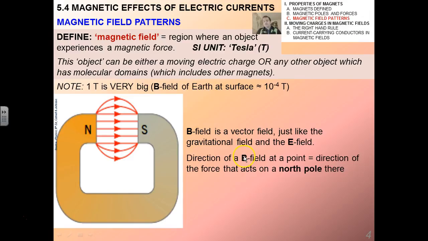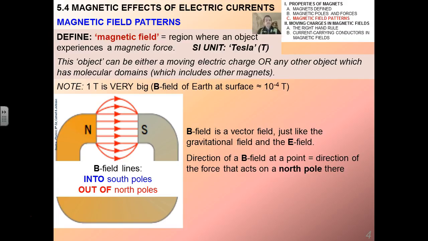Now, the magnetic field is a vector field, just like gravity and the electric field, okay? And the direction of the magnetic field at a point, by definition, is the direction of the force that acts on a north pole there. Remember how we define the electric field in terms of going into negative charge and out of positive charge? And we defined it that way because we said it was the direction of the electric force that would act on a small positive test charge. Okay, so arbitrarily, we've chosen the north pole as being our sort of test pole, if you will.